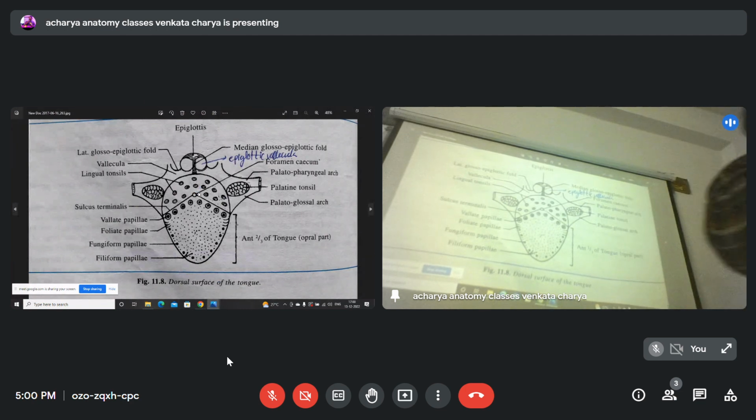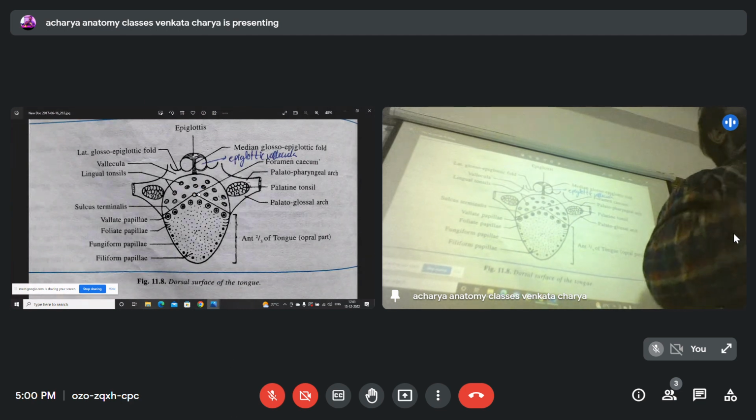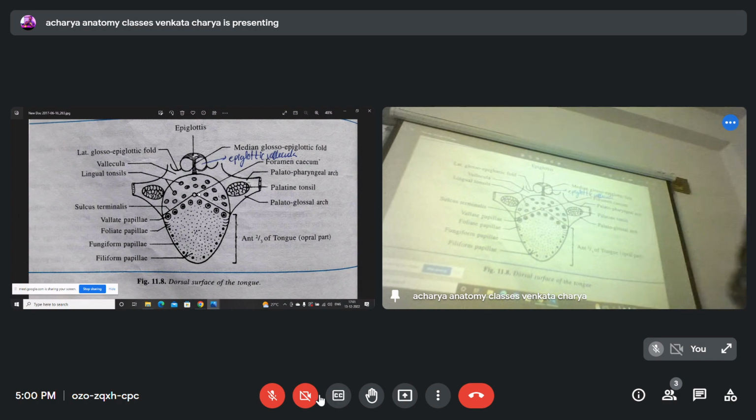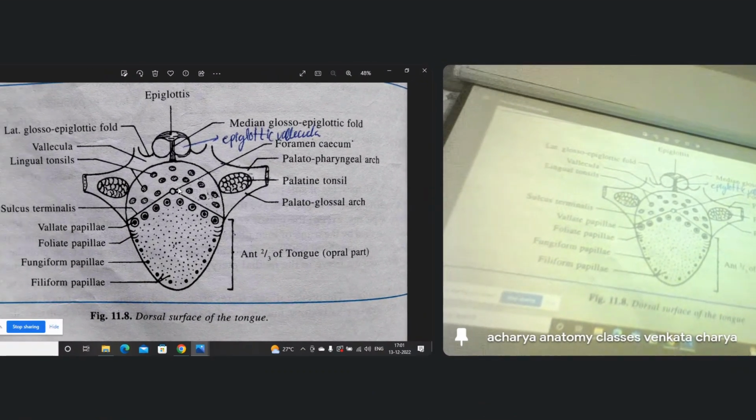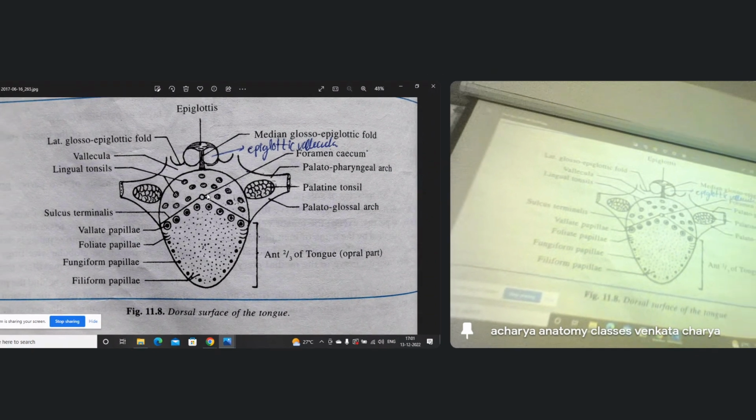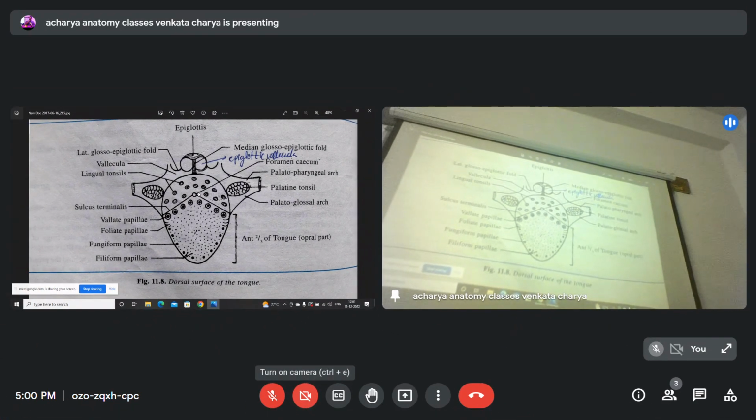Tongue. The tongue is a muscular organ. Which muscle is it, smooth or skeletal? It is a skeletal muscle located in the oral cavity.